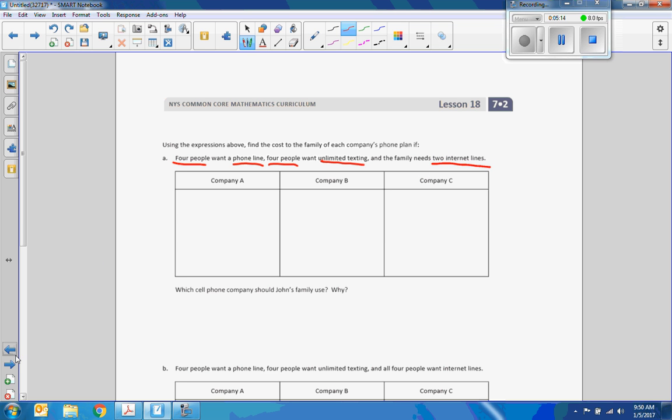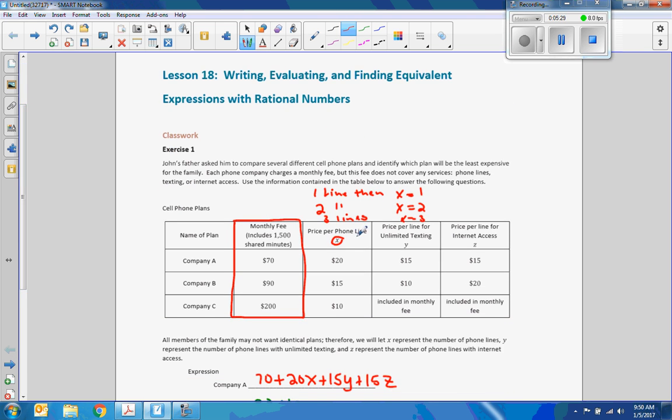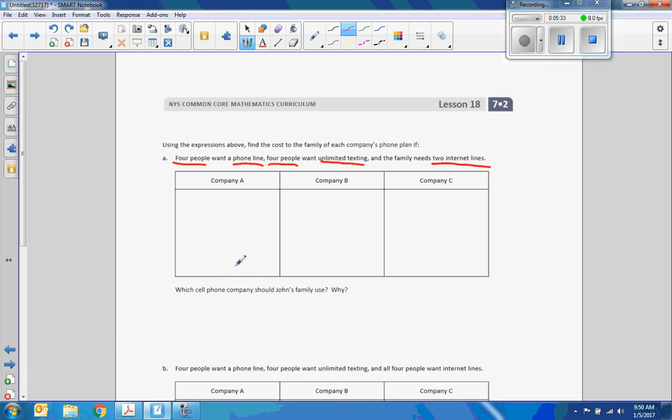So if I go back, the problem with this video is I'm going back a page, whereas in the modules, the students were able to just look on the left page, right page, they were side by side. I have to keep going back like this. Alright, so remember, price per phone line is X, unlimited texting is Y, internet is Z. Phone line is X, texting is Y, and internet access is Z.